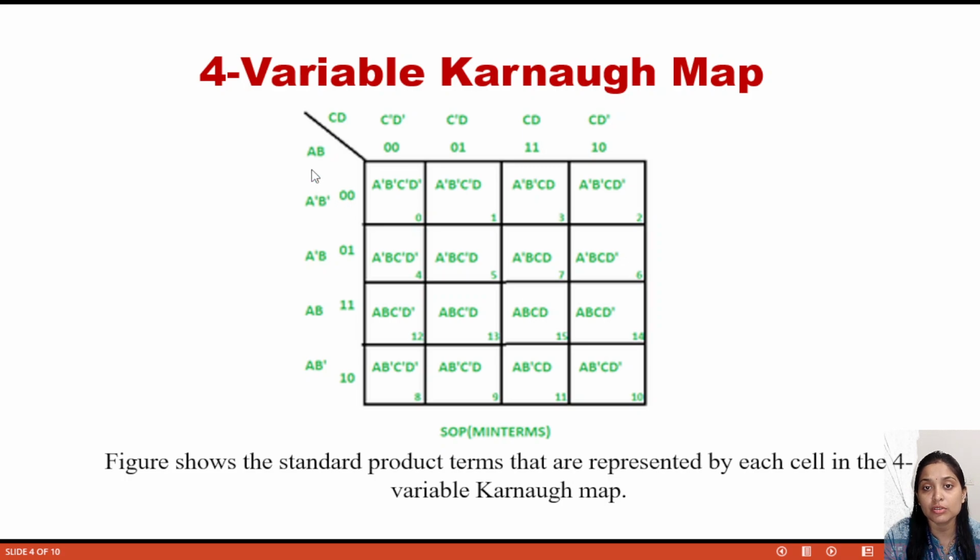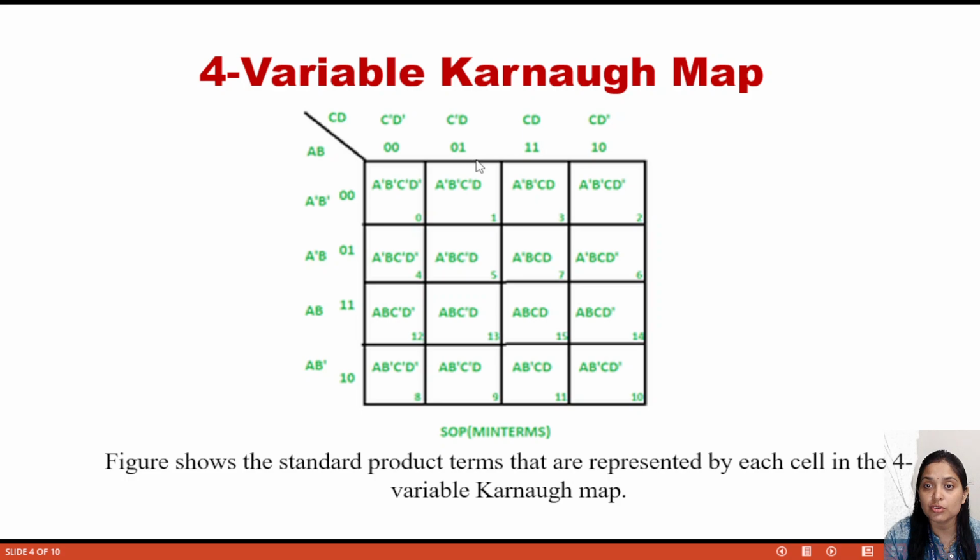So you have to count from here as A B C D, not A B D C. The number is A B C D, so in the same way you have to follow. Here 0000 is 0, and 0001 is 1. I have already said all the representations.